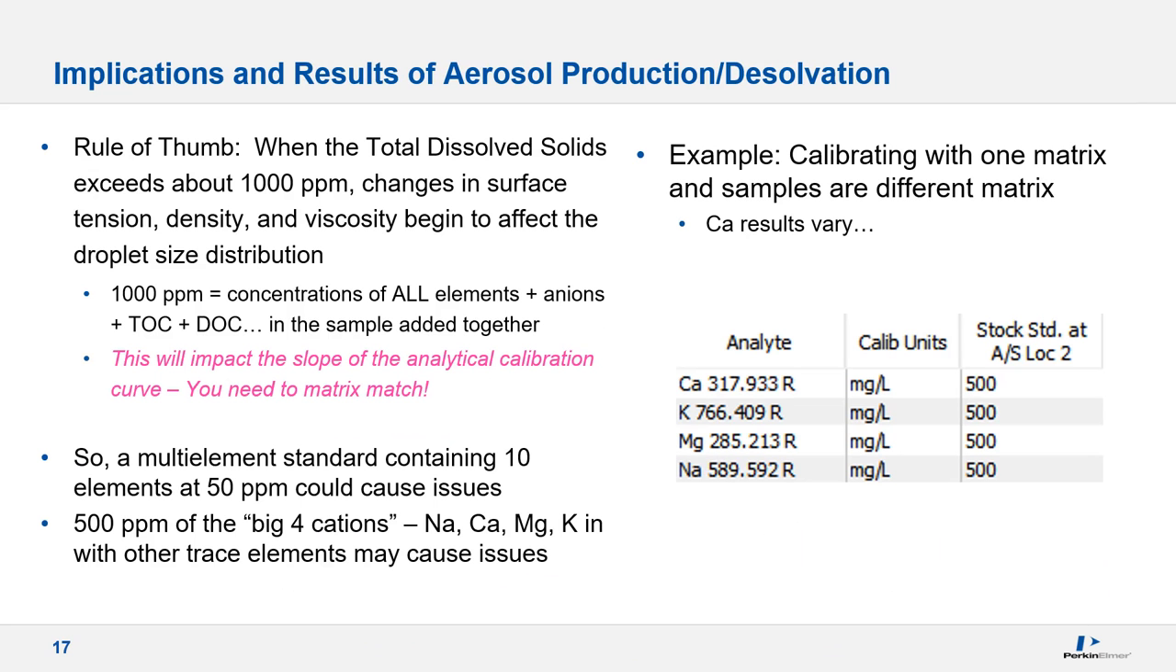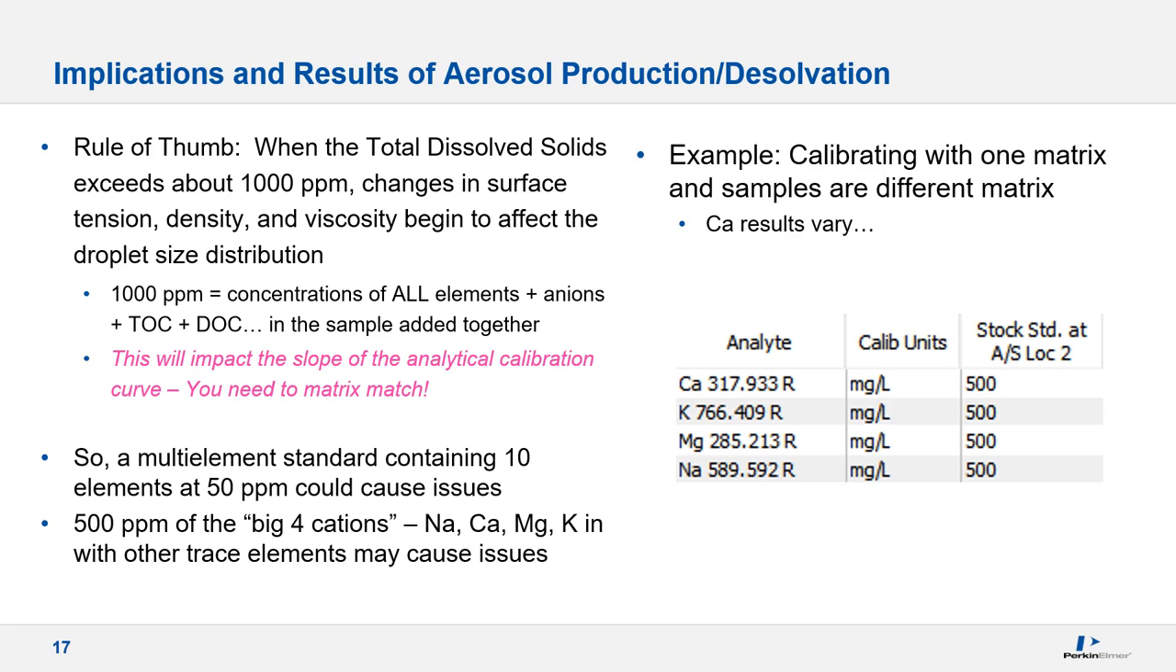So what does this all really mean? Here's a rule of thumb to remember about when you may expect some types of matrix interferences. Assuming you have matched the acid type and concentration between your standards and your samples, when your TDS, or your total dissolved solids level, exceeds about 1,000 ppm, the changes in the surface tension, density, and viscosity will begin to affect your droplet size distribution, and you will need to worry about matrix interferences.